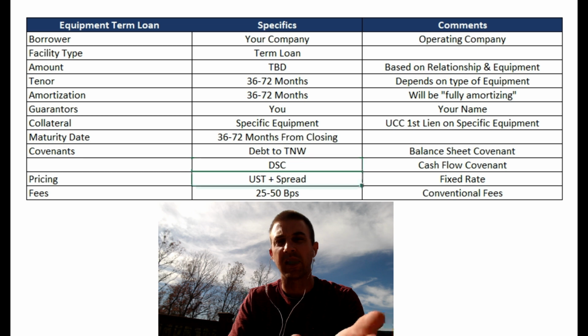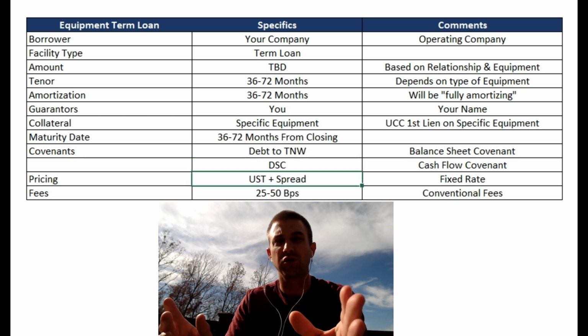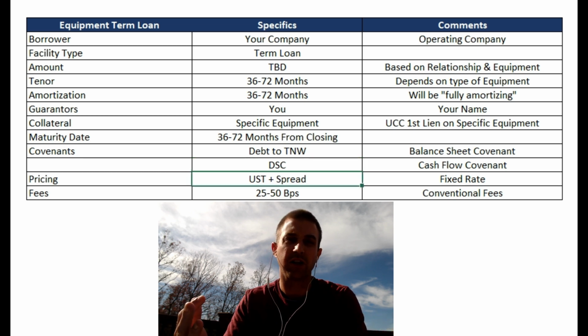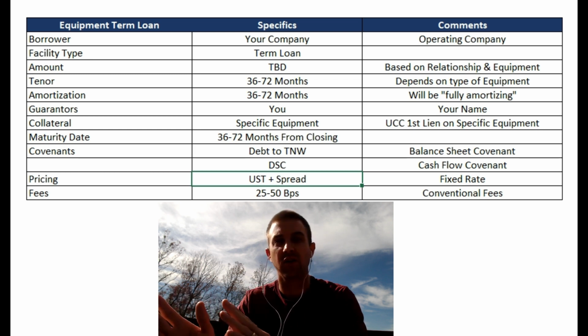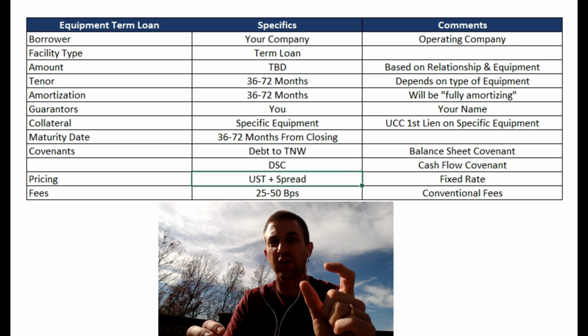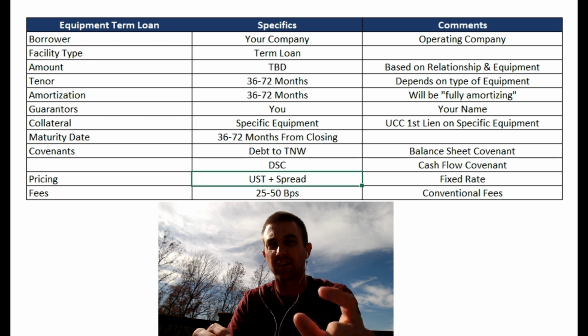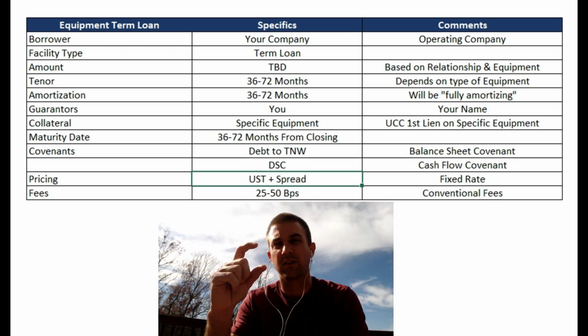And now again, finishing off with pricing. Usually they're going to do a US Treasury note. They're going to match it to the tenor of the loan. So let's say you have an equipment loan, it's for 5 years. They're going to take the 5 year US Treasury cost of funds. That's the bank's cost of funds, and then they're going to put a spread on top of it.